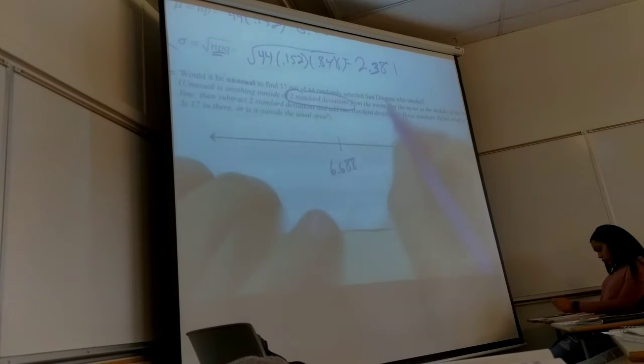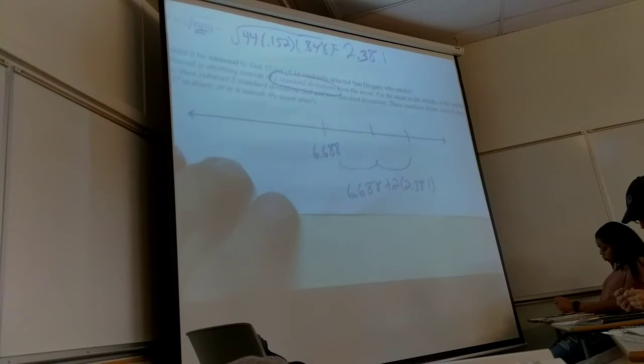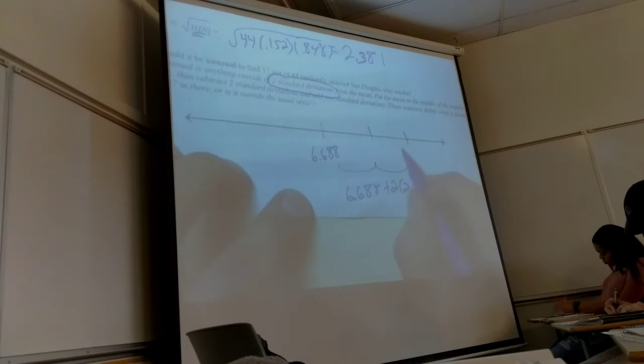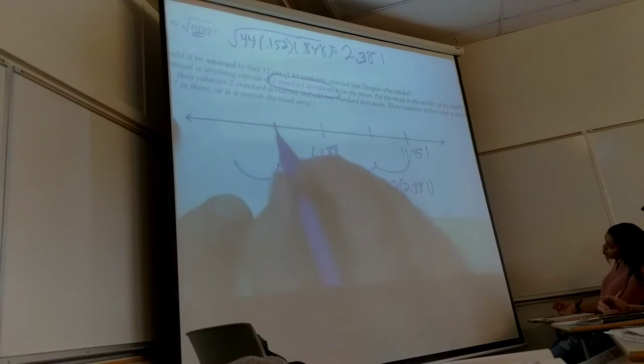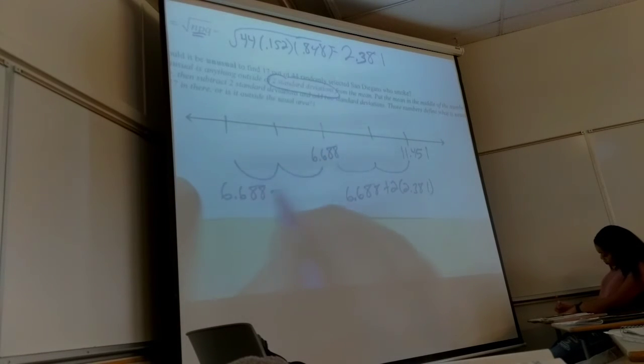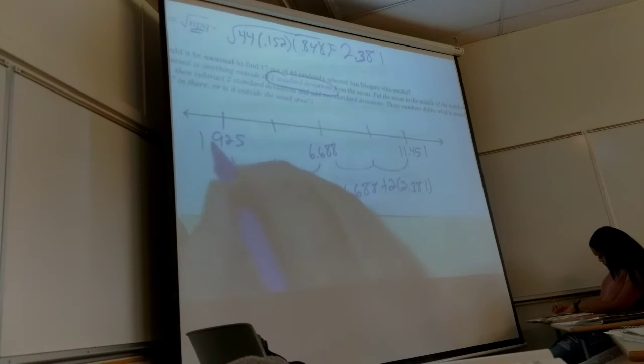So what's 2 steps up? We've got to add 2 of these. So 6.688 plus 2 of these is 11.451. Looks about right. And then if I go down 2 steps, 6.688 minus 2 of these is 1.925.